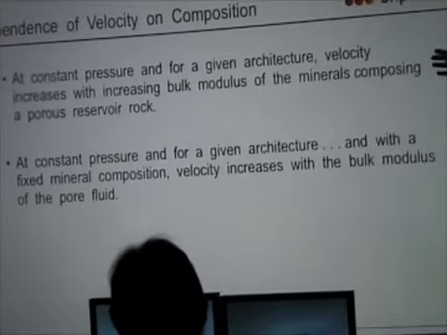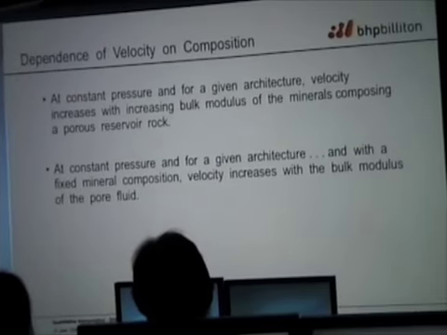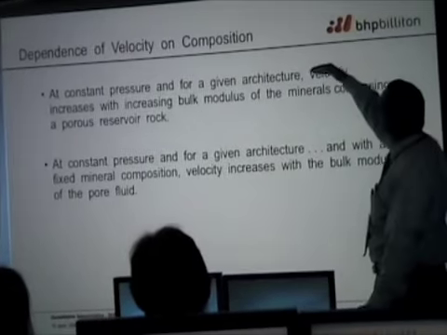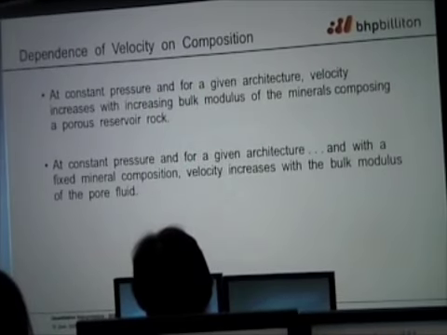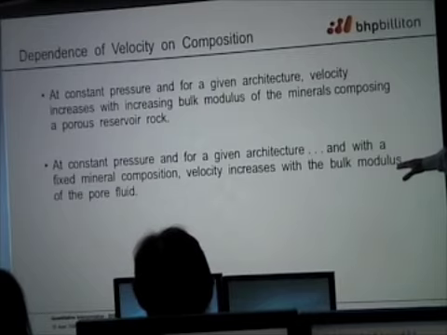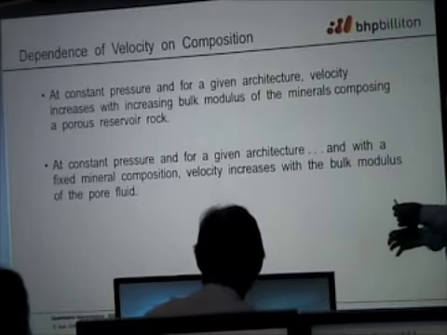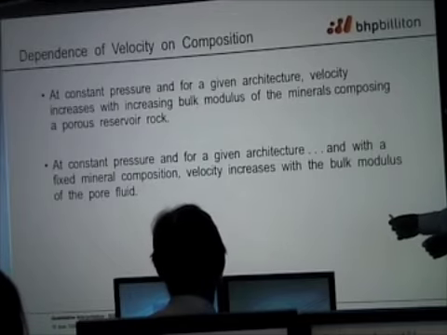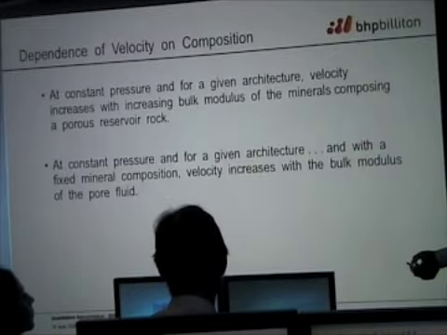Okay, at constant pressure, for a given architecture, velocity increases with increasing bulk modulus in the minerals composing porous reservoir rock. I should have said at constant pressure for a given architecture and for a given fluid. That certainly is true. And at constant pressure for a given architecture and with a fixed mineral composition, velocity increases with the bulk modulus of the pore fluid. Our brine saturated rock velocities were higher than our air saturated rock velocities. Okay? And brine has a much higher bulk modulus than air.